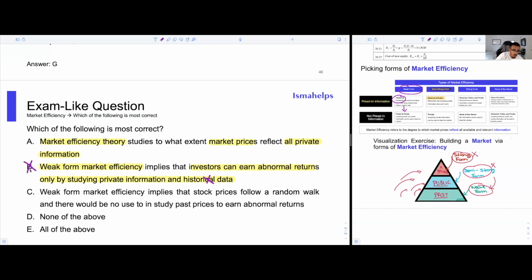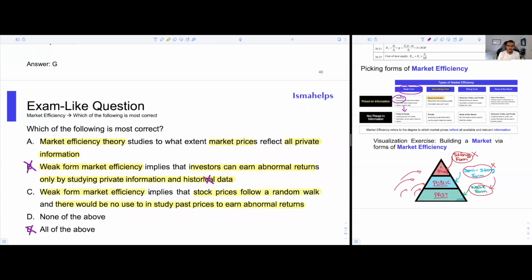And if B is for sure wrong, saying that E, all of the above, is right is cap too. So E is definitely wrong as well. So now instead of having 1/5 as our odds for this question, our odds are now 1/3. That's not too bad. Let's move on to C. Weak form market efficiency implies that stock prices follow a random walk, and there would be no use in studying past prices to earn abnormal returns. Now I'm liking this. This is like the gospel, because this is so true.